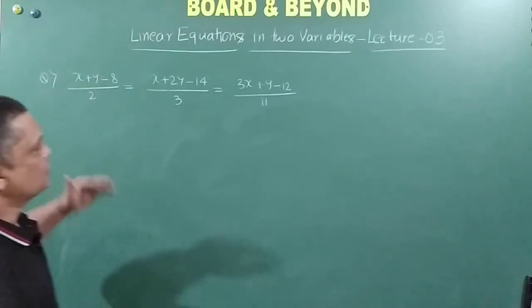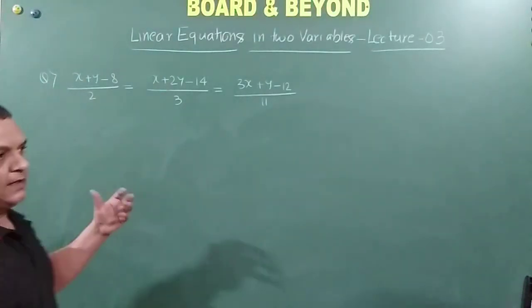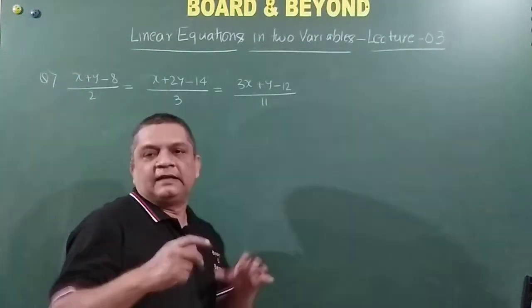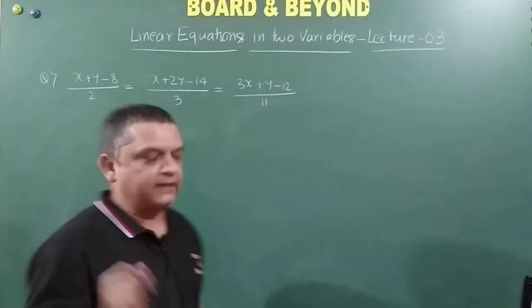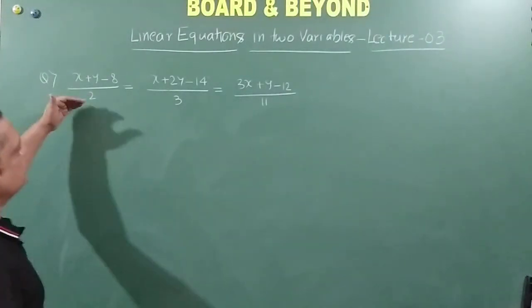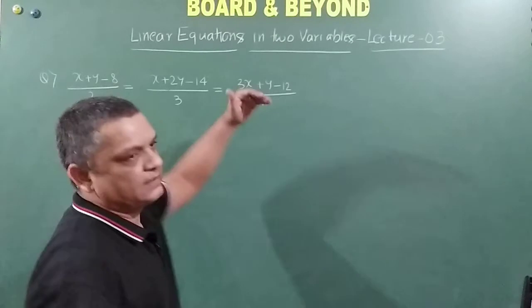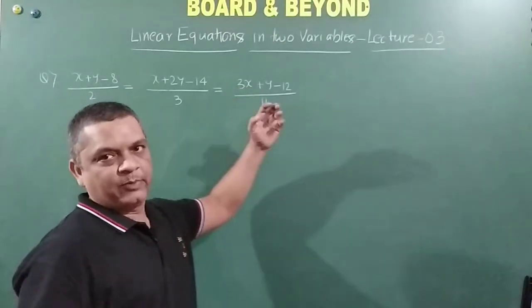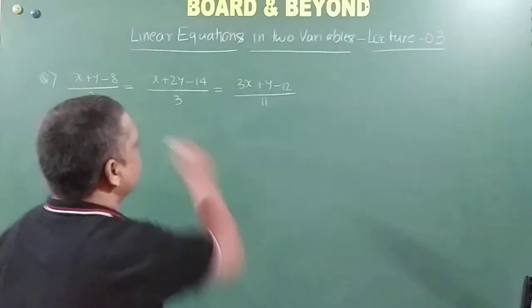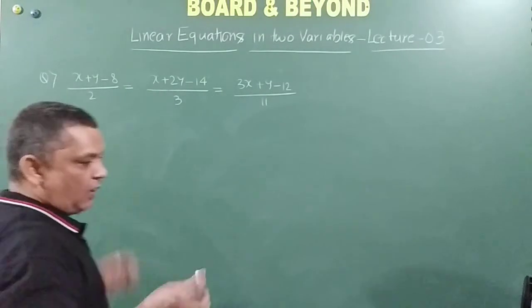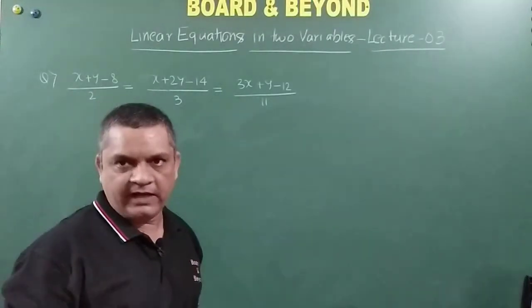Okay, friends. The question I have taken now is a little different kind of problem. Why? In the sense, this is equal to this is equal to this. There are three terms given to us, this is equal to this is equal to this. Now how do we go about solving it?